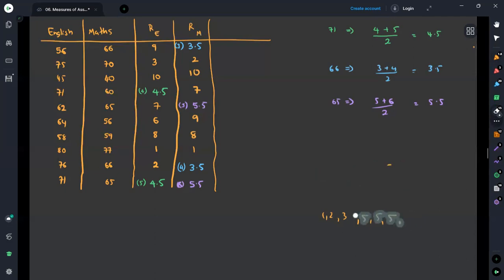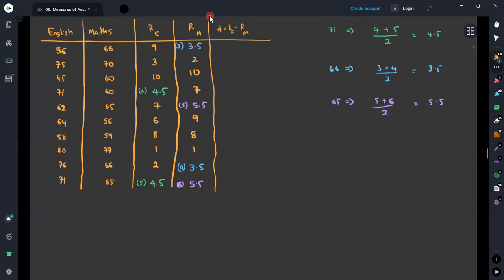We need to obtain the ranks first, and thereafter we can obtain these tied rankings. Then we can take the difference. We can have the difference RE minus RM. The first one is 9 minus 3.5.